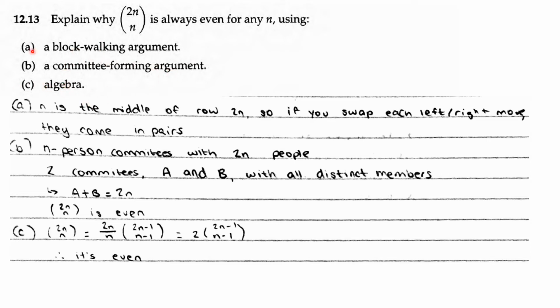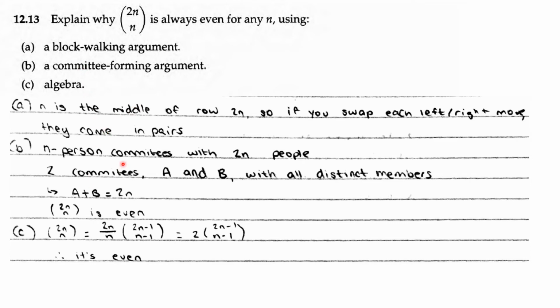So first on block walking, n is in the middle of row 2n, so if you swap each left or right move, they come in pairs, because if n is in the middle, then if you swap the rest of the moves, they're in pairs. B, a committee forming argument.